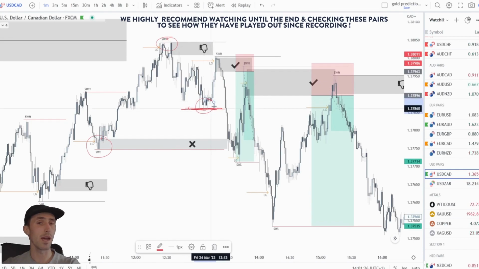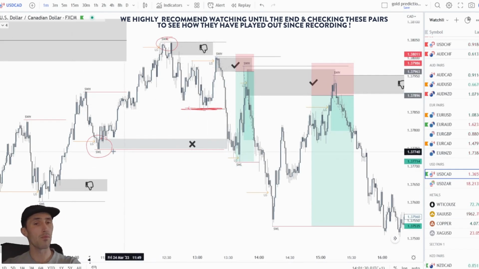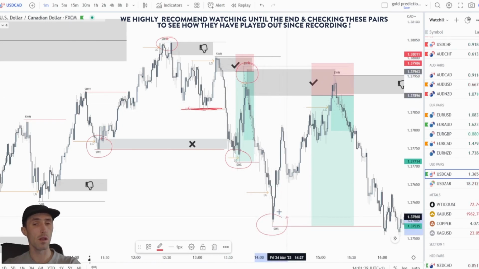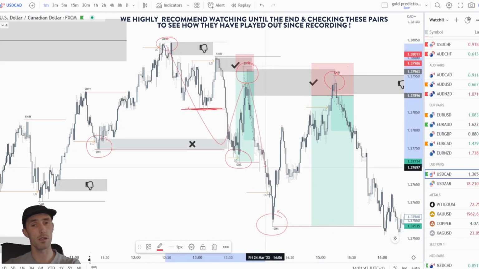In this case, that low is substructure, but we put in a low. We come down and break this, so we actually put in a new lower low. We put in a new lower high, lower low, lower high. We've confirmed our downtrend.